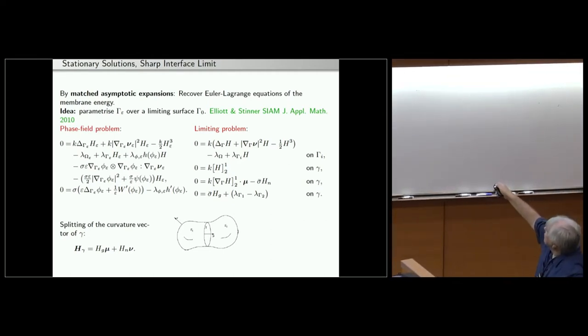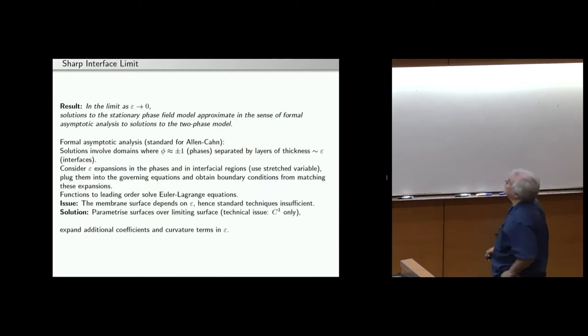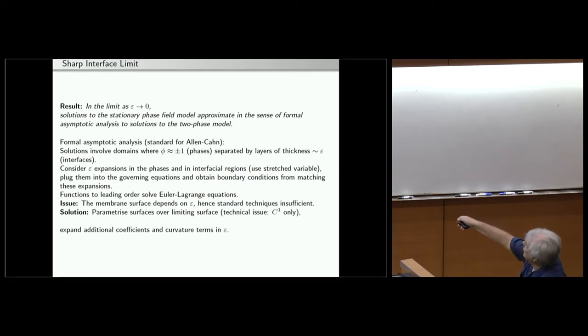And lambda omega and lambda gamma I are simply Lagrange multipliers associated with volume constraints and area constraints. And then we have these jump conditions. So it's possible to do this. This was done by formal asymptotics, parameterizing epsilon surfaces over a limiting surface.